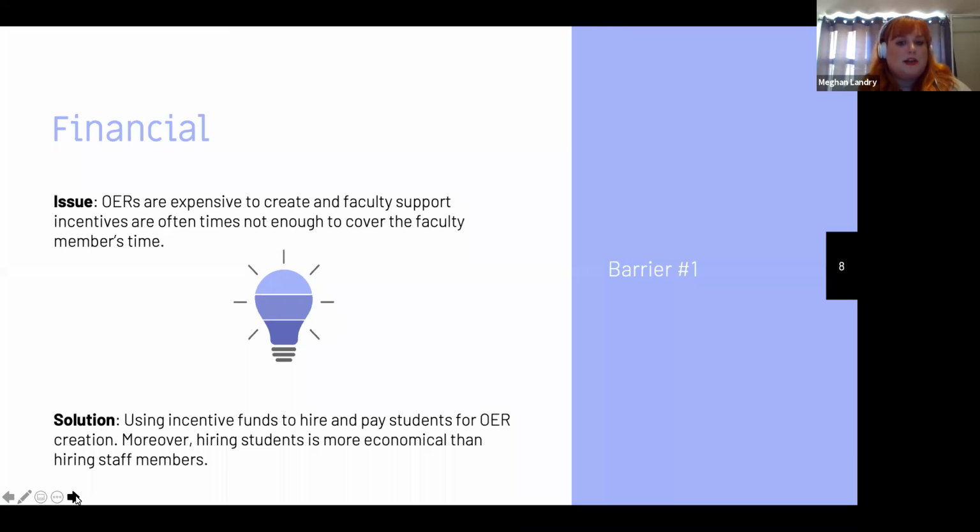The first is financial, which includes the cost to create, implement, and maintain an OER. For each of the barriers, I've come up with a possible issue and a possible solution. The issue here is that OERs are expensive to create, and faculty support incentives are oftentimes not enough to cover the faculty members' time. A possible solution in this case is using incentive funds to hire and pay students for OER creation. Moreover, hiring students is sometimes more economical than hiring a staff member.